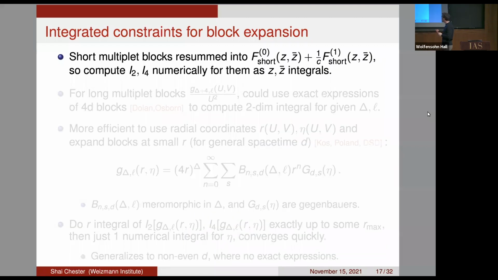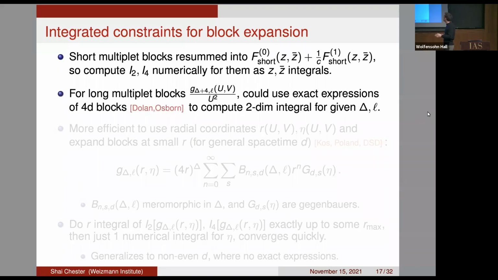Okay, so a few more details about applying integrated constraints to the block expansion. So recall that our 4-point function was expanded in terms of short multiplets and long multiplets. And the short multiplets are somewhat trivial in that they don't depend on tau, they only depend on c, and you can in fact just resum them into these exactly known functions of z and z bar, f0 short and f1 short. So because these are just exact functions and they don't depend on tau, we can just compute the integrated constraints on them once and for all. And so we can just do this integral numerically, and you can do it to as much precision as you want.